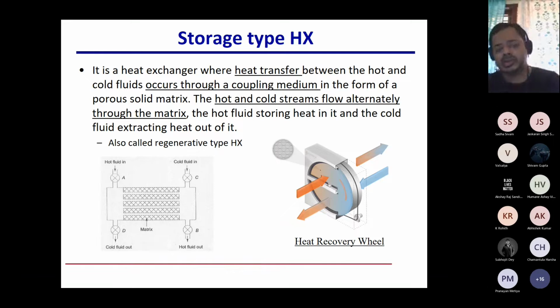So what do I mean by that? Now let us look at this sketch on the left hand side and try to understand what we are trying to say.